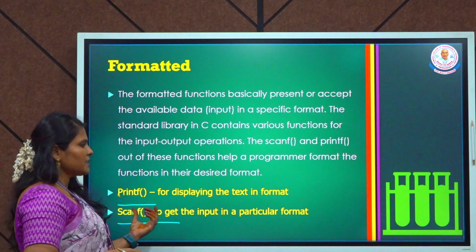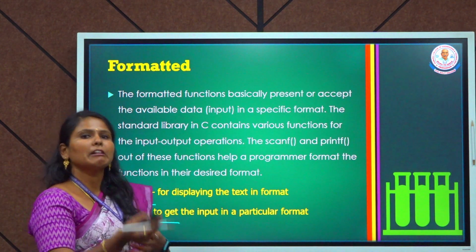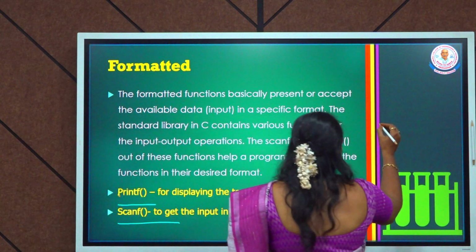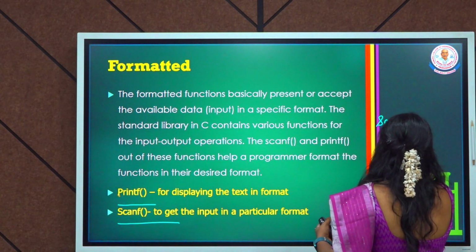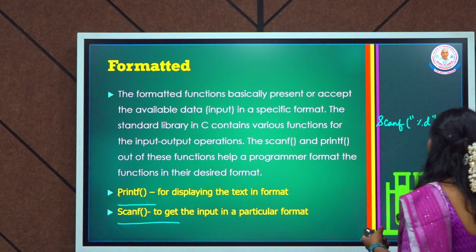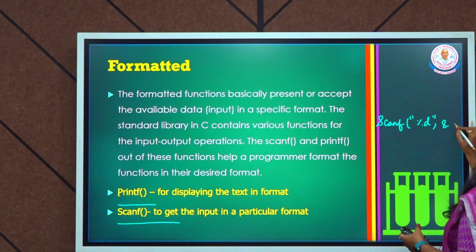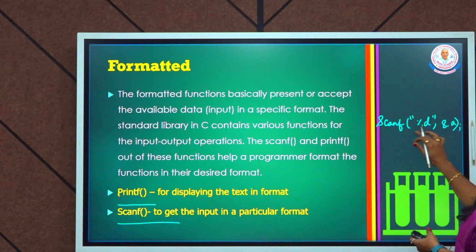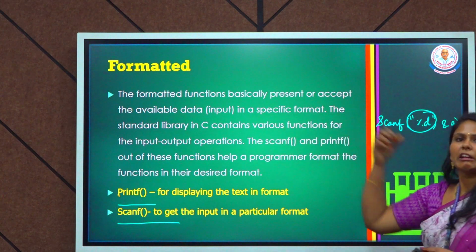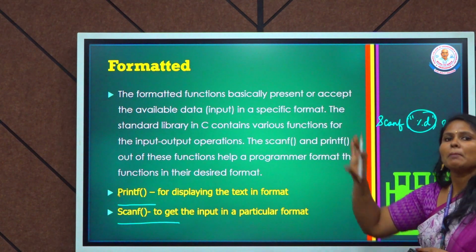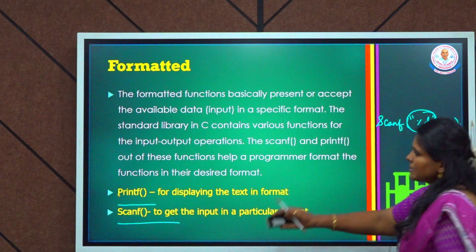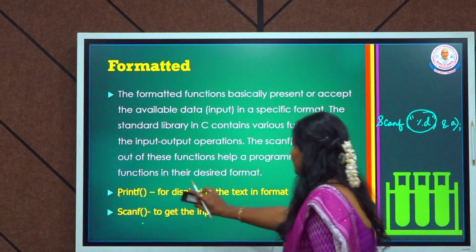Similarly, in scanf also we get the input in a particular format. For example, if I am going to get the input data as an integer, then we will use %d, then ampersand a, where a is my variable name. So this is known as the format specifier. So we are getting the input and output from the user in a particular format of data. That is known as the formatted functions. The examples are the printf function and the scanf function.